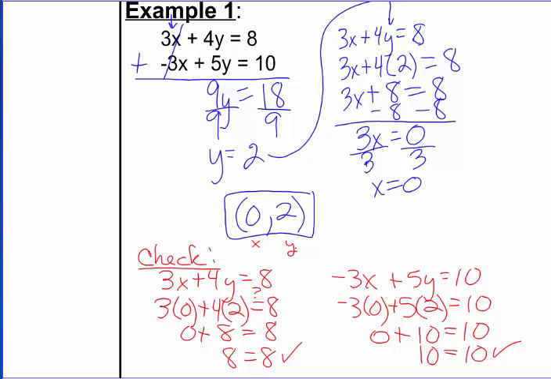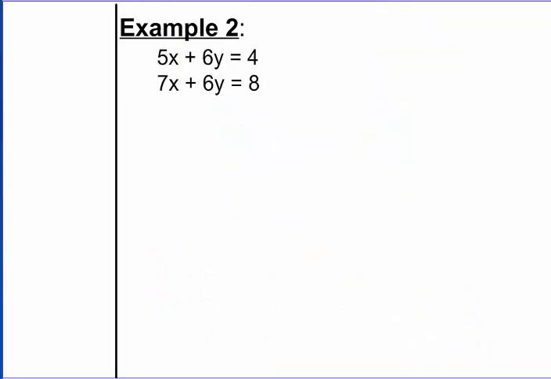Next example. We have 5x plus 6y equals 4, and 7x plus 6y equals 8. So if we look at the x's, they are different numbers. One is a 5, one is a 7. So we might have to do something with those. It's not quite as convenient as just adding or subtracting. So let's look at the y's and see if we can just add or subtract and cancel those out instead. If you look at the y values, we've got a positive 6 and a positive 6. So at least the number in front is the same. So then what would you need to do so that those two would cancel when you combine?